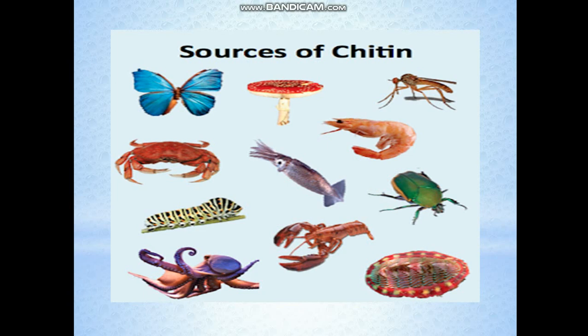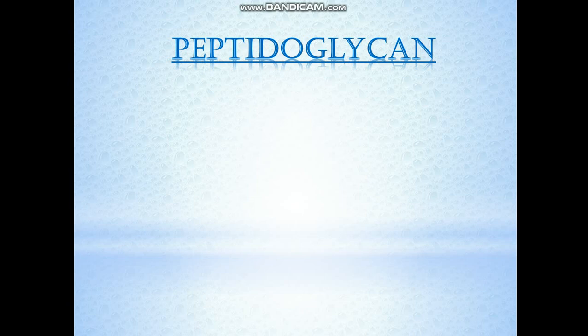I have made a collage of pictures of all these insects which have an exoskeleton made up of chitin. Okay, the next biomolecule, the next carbohydrate which we are discussing, is peptidoglycan.